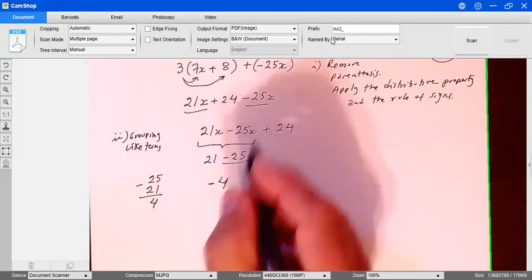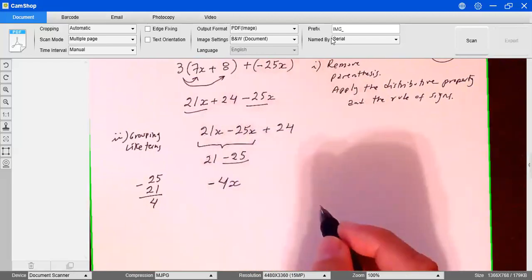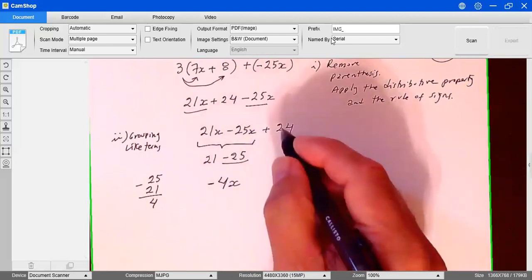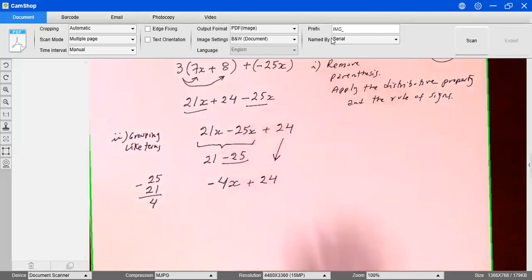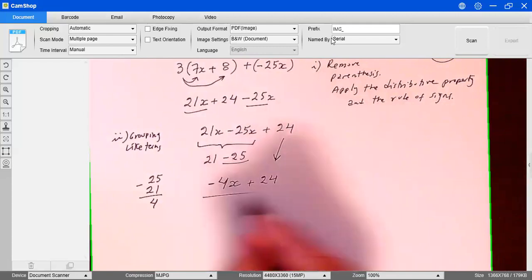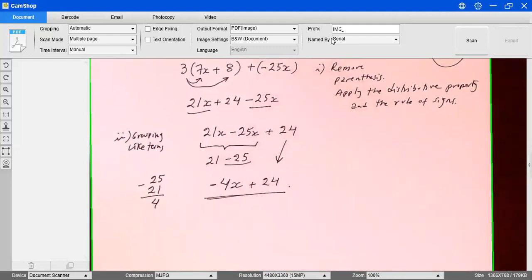Then we are working with x's. We need to write the x here. And finally, plus 24, because we don't do anything with this. This is a constant term and there is no other term that is going to be its like term. So this is the last part.